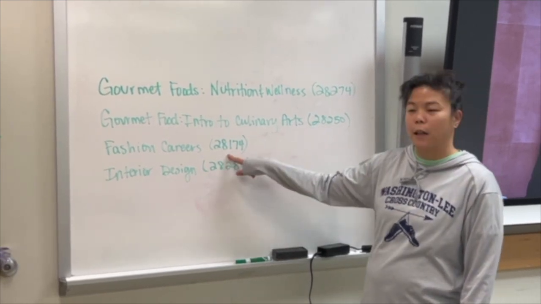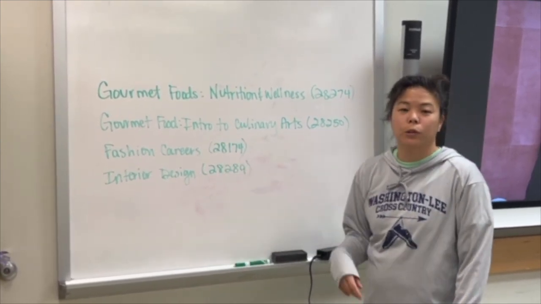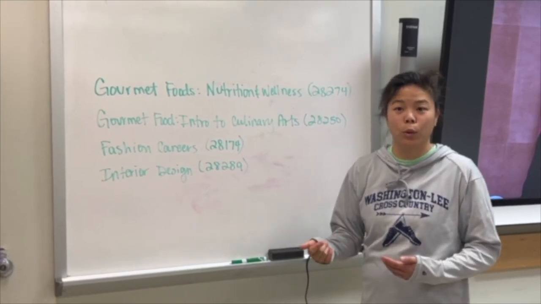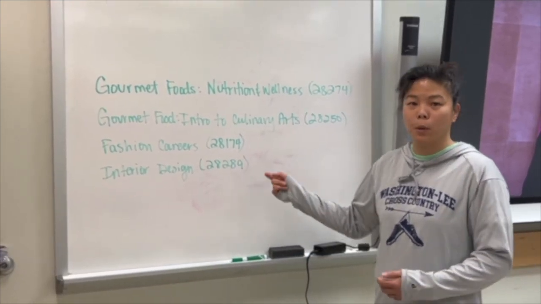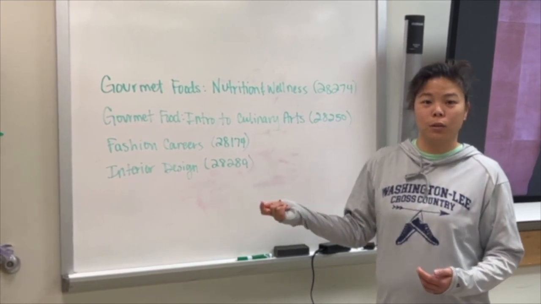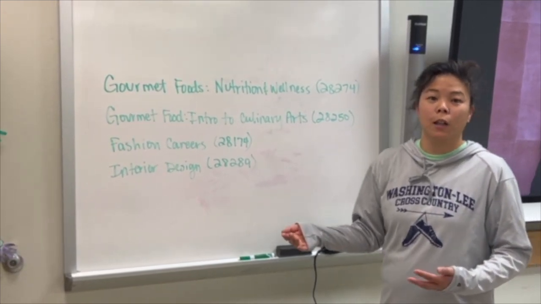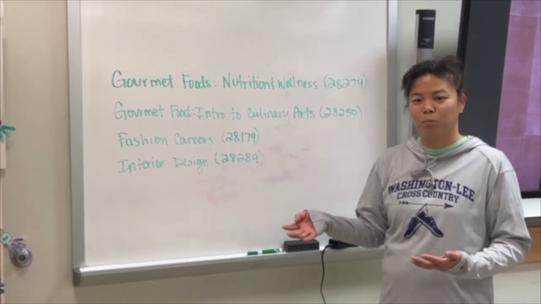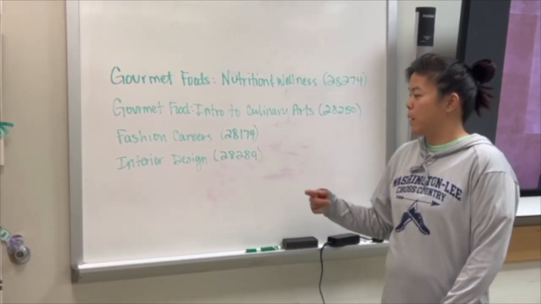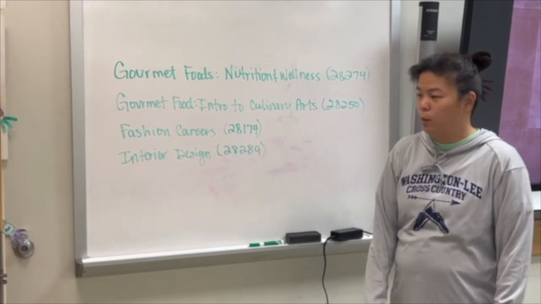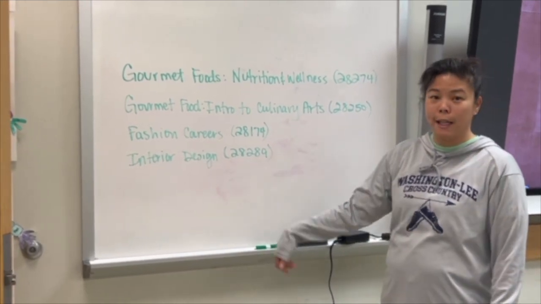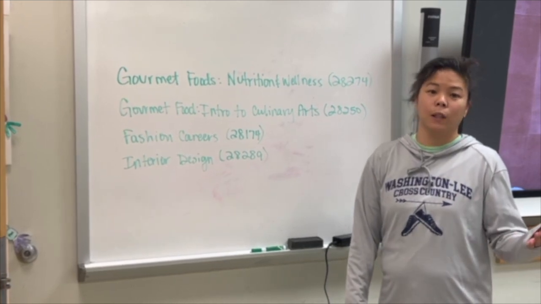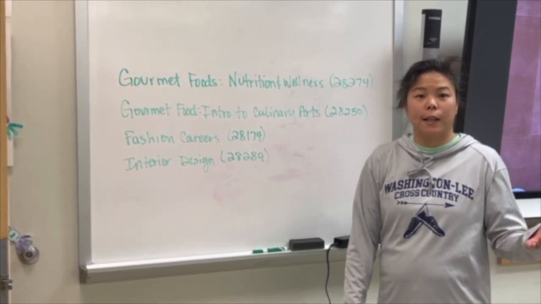And then we also have fashion careers, where you learn about the fashion industry and marketing, but also you learn how to sew. Their culminating project at the moment is Dress a Girl Around the World. So you make a dress for a girl anywhere between like the ages of 1 through about 6 or 7. And then the last one is Interior Design, which is 28289. In that one, you learn all about the different aspects of creating and designing a room.